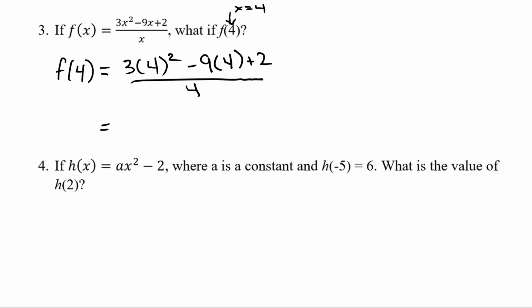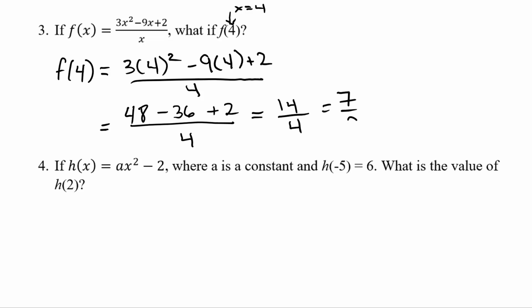all I've done here is substitute 4 in for x. So we've got 3 times 4 squared. 4 squared is 16 times 3 is 48. Then we've got 9 times 4, which is 36, plus 2, the whole thing divided by 4. 48 minus 36 is going to be 12, plus 2 is 14, divided by 4. 2 goes into both numbers, so we can reduce that to 7/2.